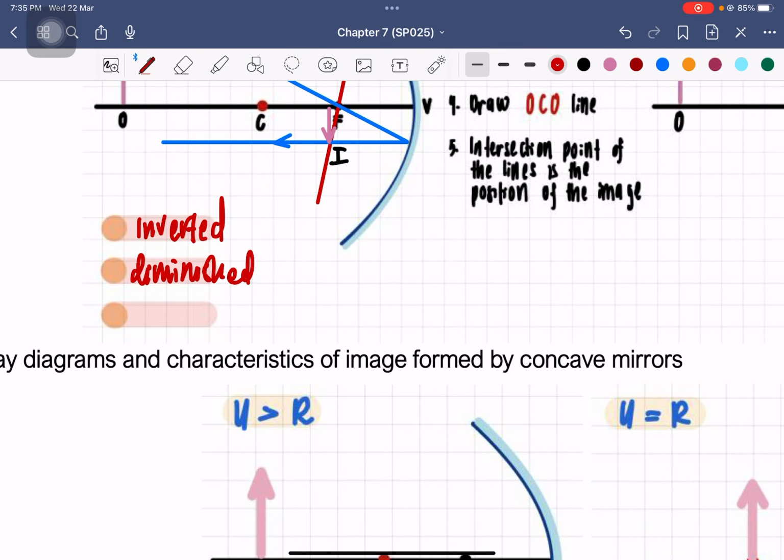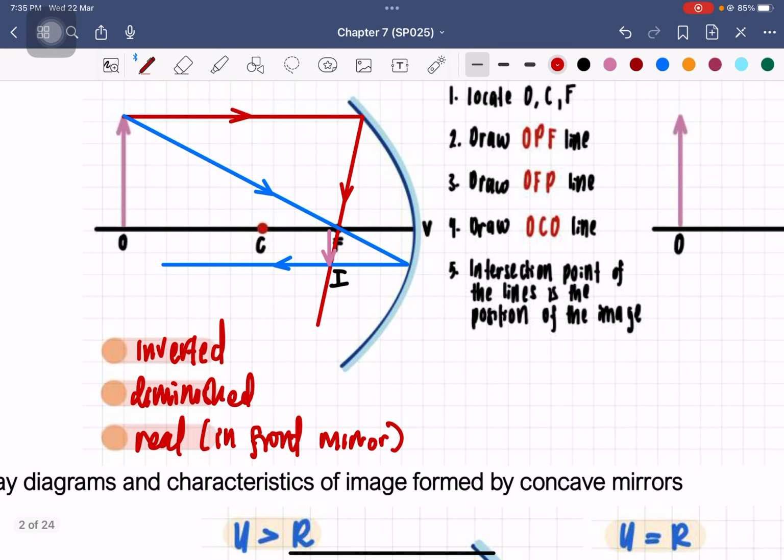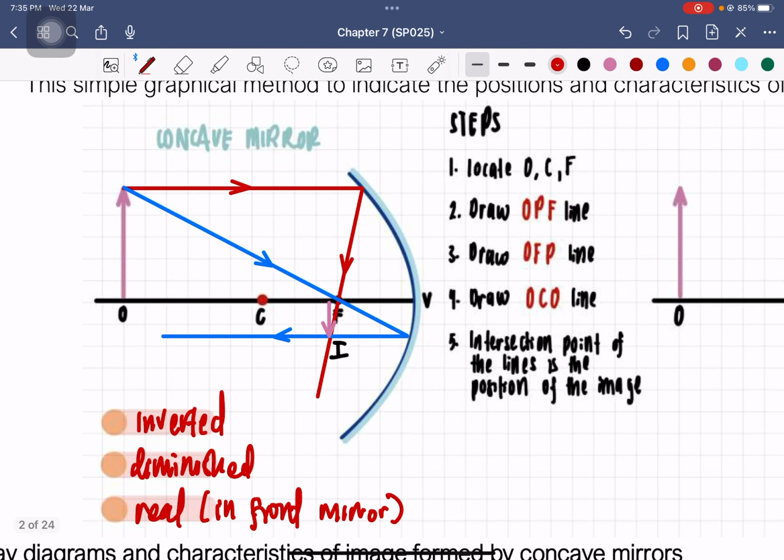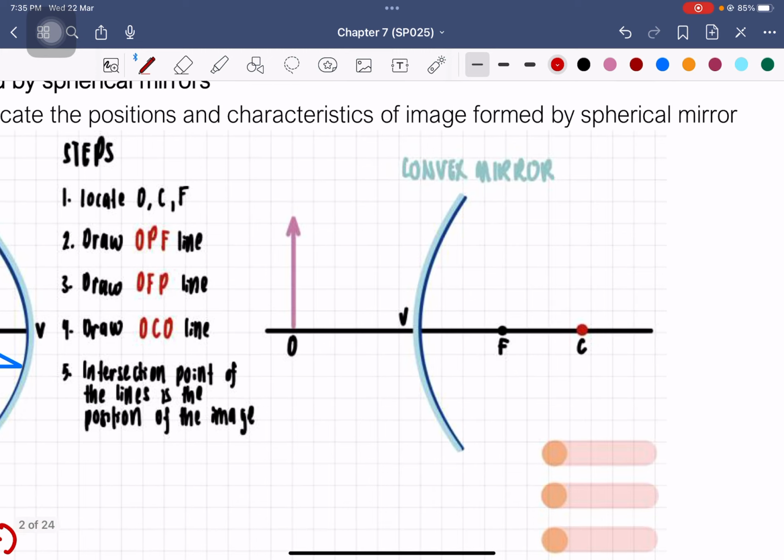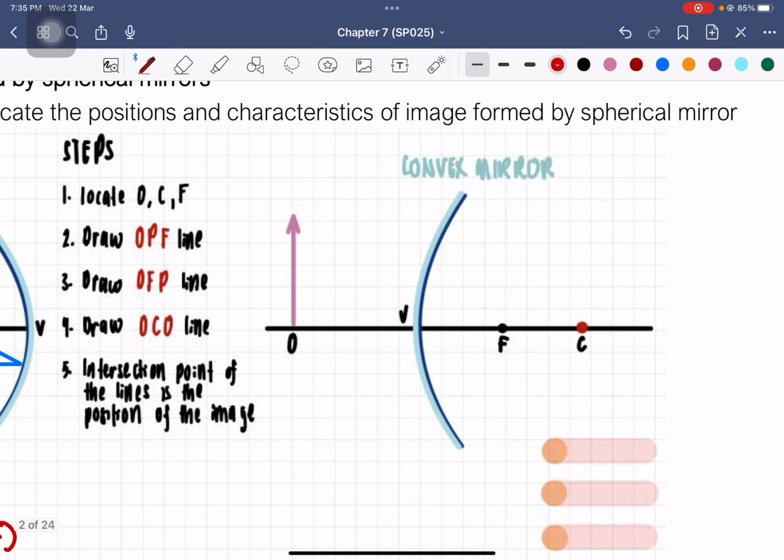Next, one more characteristic of the image is that since it is formed in front of the mirror, this is a real image. Okay, so how do we know if it's a real image? It is formed in front of the mirror. Okay, so that is the concave mirror. Now let's look at the convex mirror. The steps are basically the same. You just have to remember the steps.